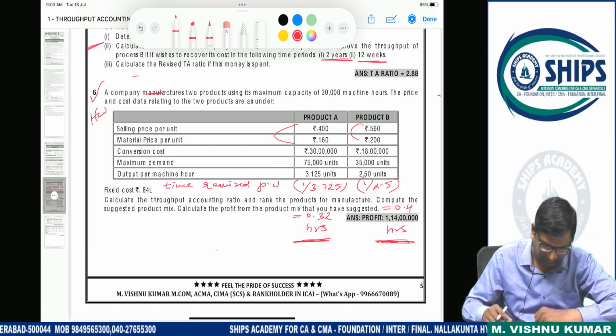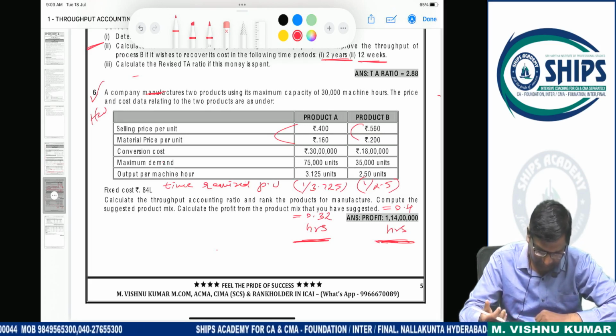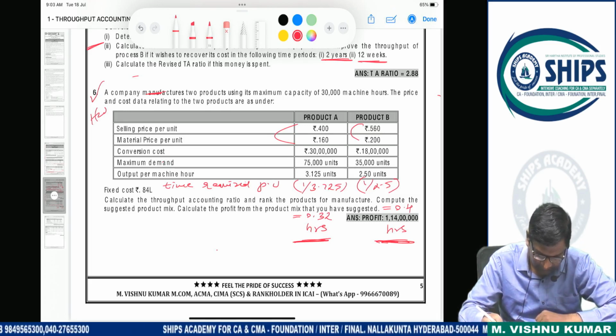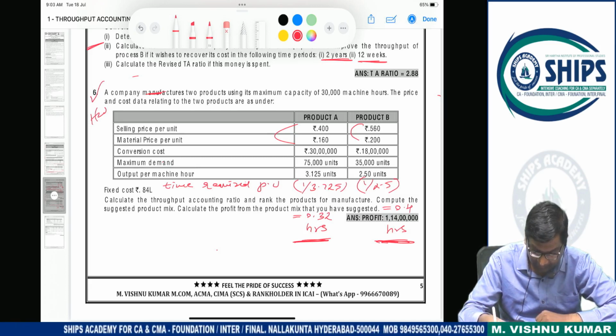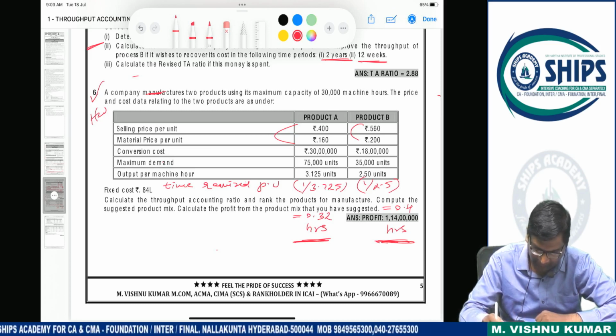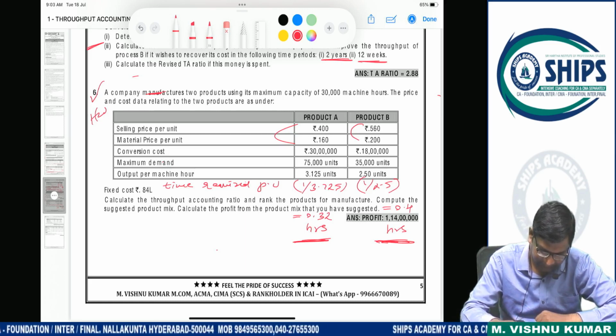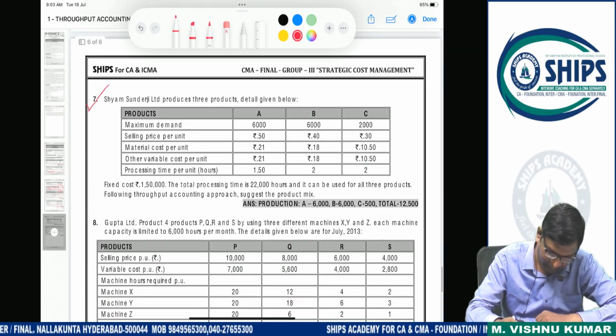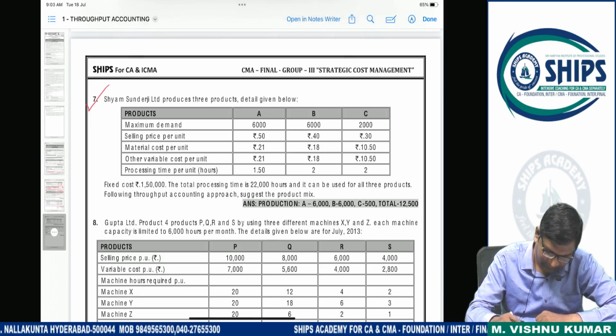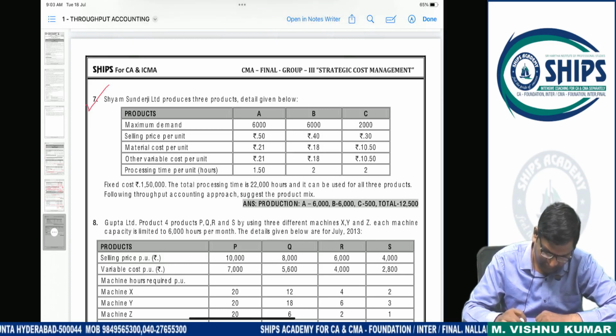Okay, understand. After this, same procedure. Which product throughput contribution per hour is generally more, that product should be manufactured more, other product in less quantity. Thereafter calculate the optimal contribution, and from that deduct fixed cost. This is also same homework. This is simpler than the previous question.